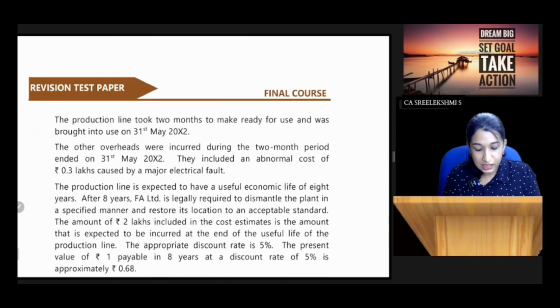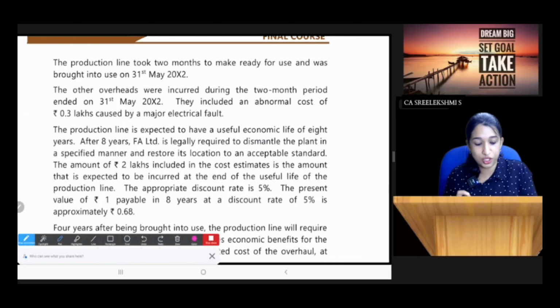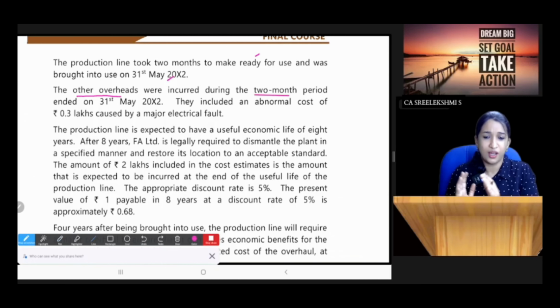Okay, fine. So the production line took 2 months to make ready for use and brought into use on 31st May 2012. So April, May, 2 months is the construction period. The other overheads were incurred during the 2-month period. Perfect. So that overhead expense can be capitalized. They included an abnormal cost of 0.3 lakhs caused by a major electrical fault. What do you think? Can you capitalize this abnormal loss? No. Abnormal loss cannot be capitalized.